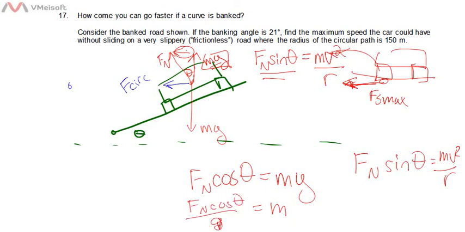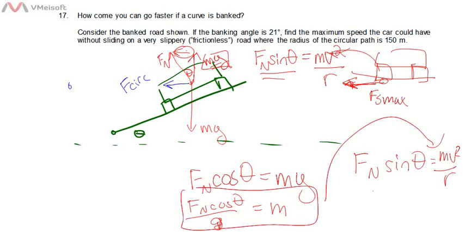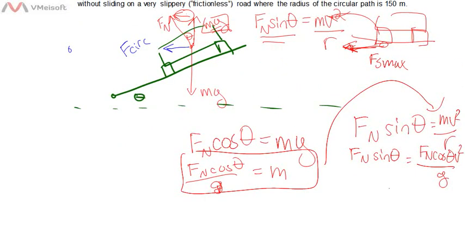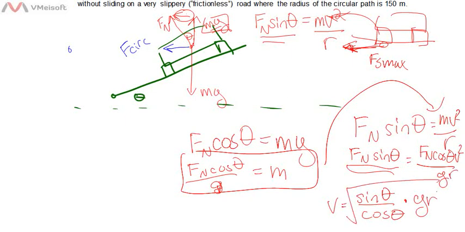Let's substitute this in here, and we'll see some very nice stuff happen. So we get Fn sine theta equals Fn cosine theta times v squared over g. And if we then isolate for v squared, this is the speed when the thing providing the net inward force is that component of the normal force. So I believe you get sine theta over cosine theta times g, and what happened to my r? Oops. It should be there, and it's the square root of this gigantic mess.